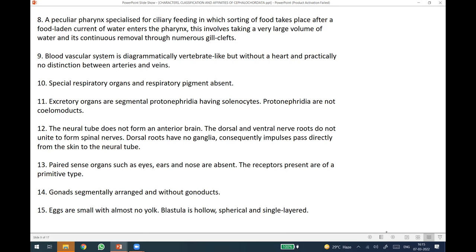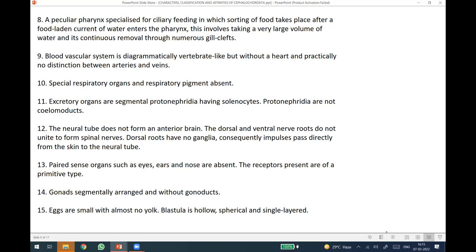Excretory organs are segmental protonephridia having solenocytes. These are not coelomoducts. They don't have coelomoducts, a very primitive type of nephridia for excretion. The neural tube does not form an anterior brain. The dorsal and ventral nerve roots do not unite to form spinal nerves. Dorsal roots have no ganglia. Consequently, impulses pass directly from the skin to the neural tube.